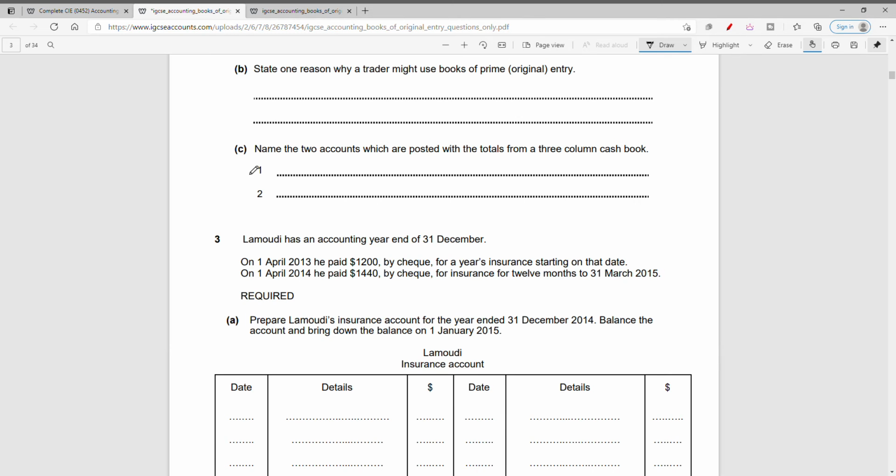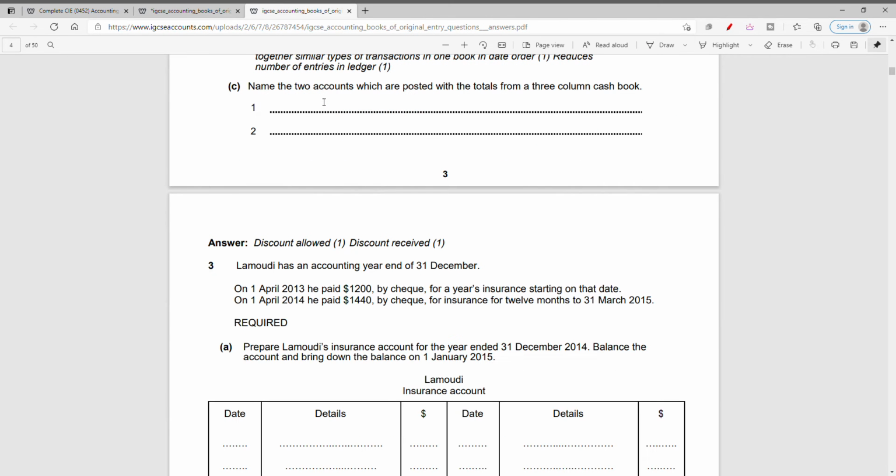The next one is: name the two accounts which are posted with the totals of the three-column cash book. Whenever there's a three-column cash book, we know there's the discounts received, the discounts allowed, and then we have the cash column and the bank column. So the answer would be discounts received and discounts allowed.